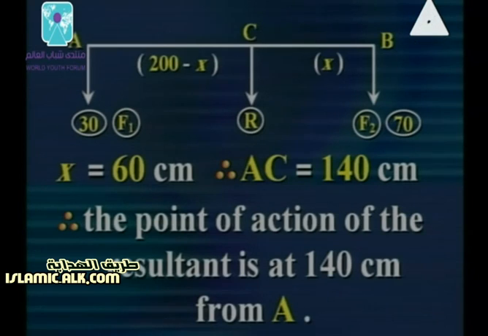Dear student, we have two forces. The first is 30, the second is 70. In the same direction, we find the resultant of the two forces by adding 30 plus 70 equals 100. After that, by using the theorem of moments, we find the moment at point C. Then F1 times 200 minus x equals F2 times x. By substitution, F1 equals 30, F2 equals 70. Therefore, we find the value of x equals 60. Then the point of action of the resultant is at 140 centimeter from point A.